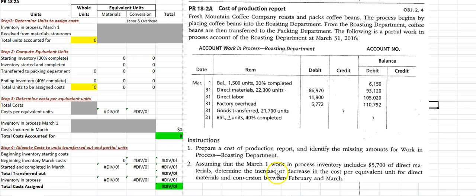I don't even know if we're going to do number 2. Again, my main concern is to teach you how to do the cost of production report. So let's start.